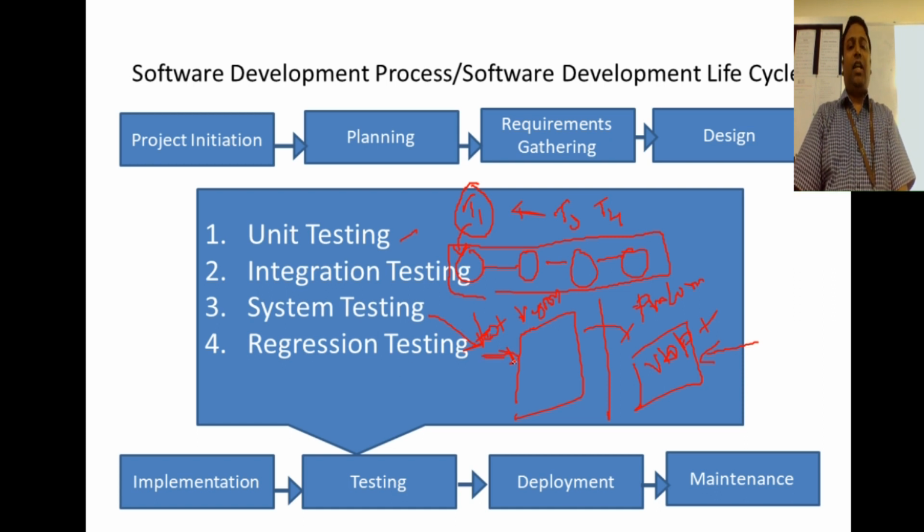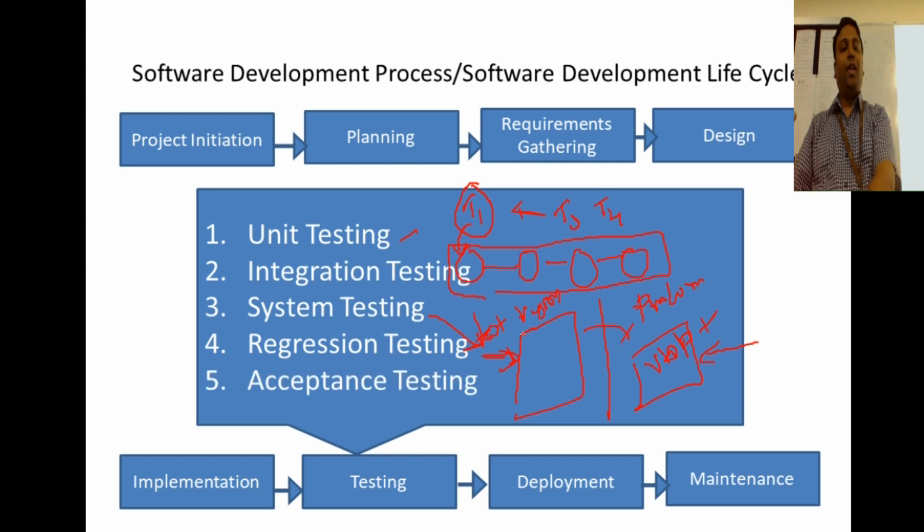Regression testing is another kind of testing. Say while I am testing, I am getting some bugs. Again, that will go to the programmer. He will fix it. Again, there will be a test happening. So that is called regression testing.